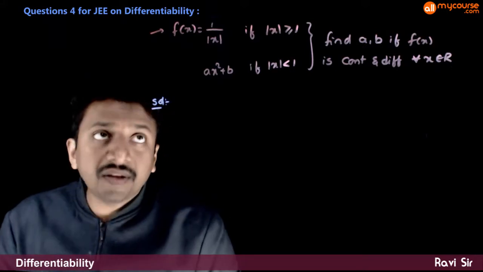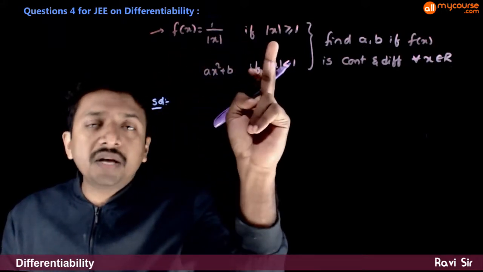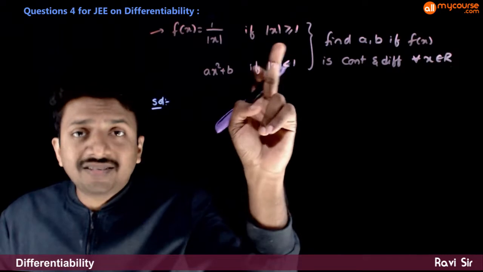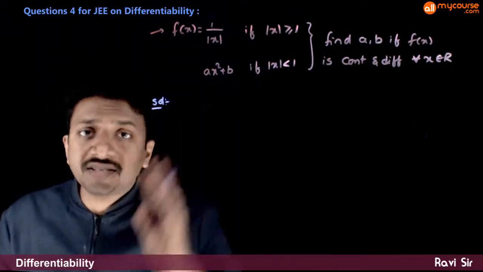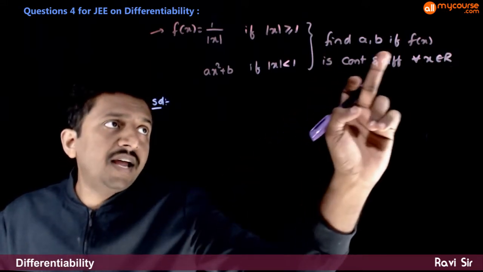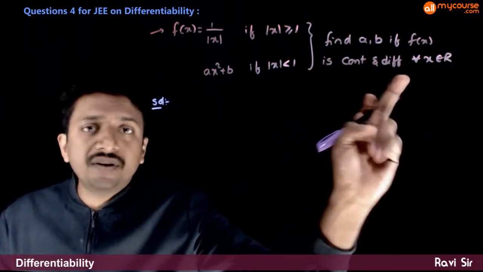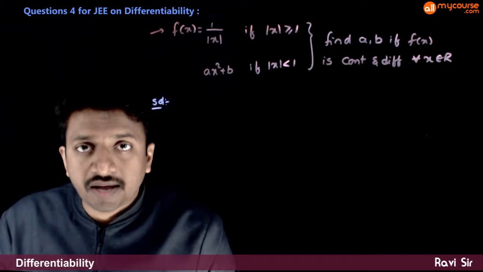So in this question, you're given that f(x) is 1 by mod x if mod x is greater than or equal to 1, and ax square plus b if mod x is less than 1. Find a and b if f(x) is continuous and differentiable for all x belongs to R.